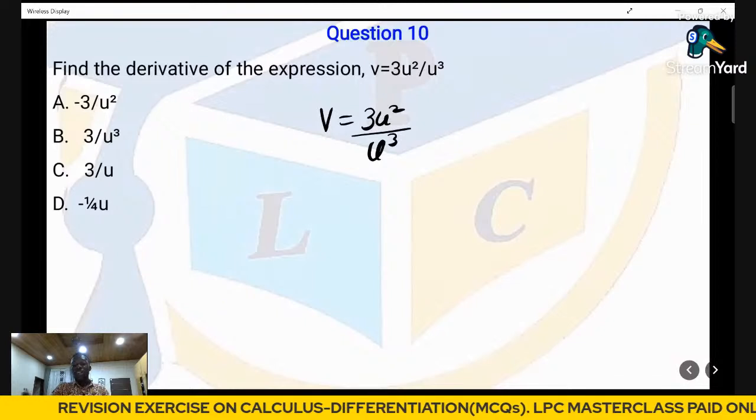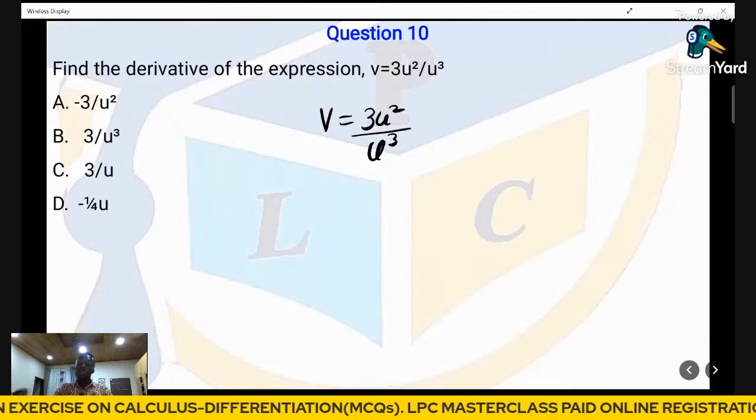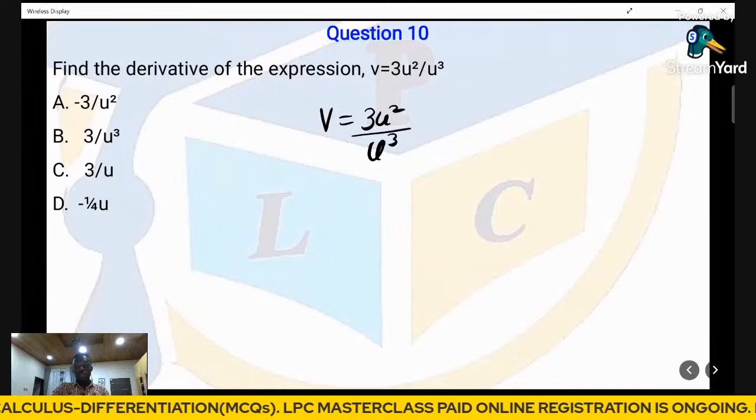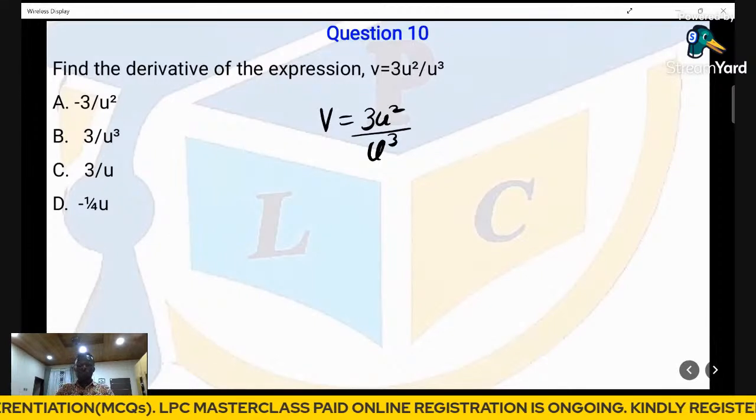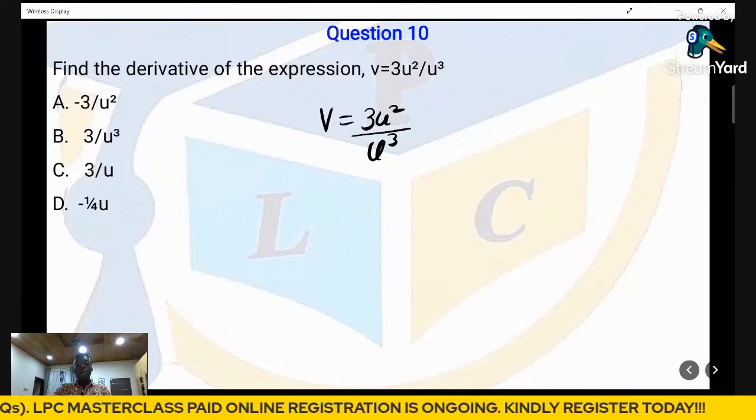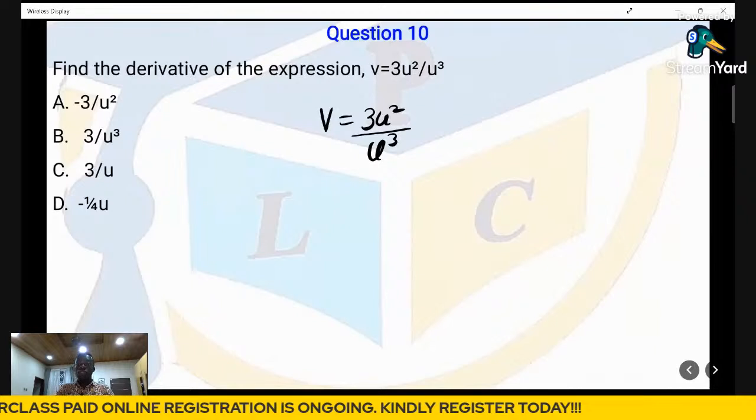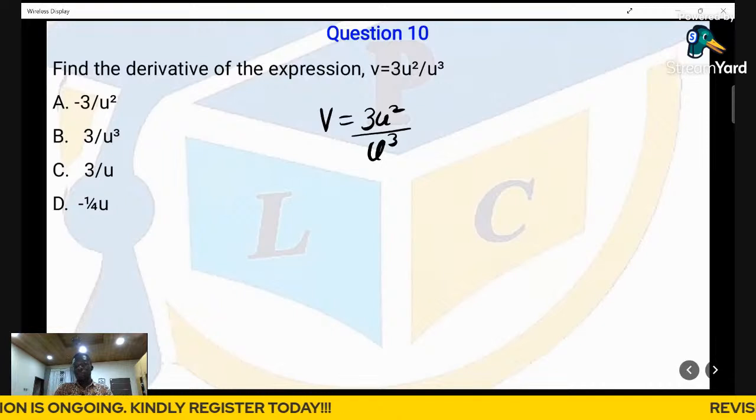So we are asked to find the derivative of this expression. By this, we are asked to differentiate the function v equal to 3u squared all over u cubed. To do this, first of all, reduce the variable to its simplest form. Reduce the variable to its simplest form.